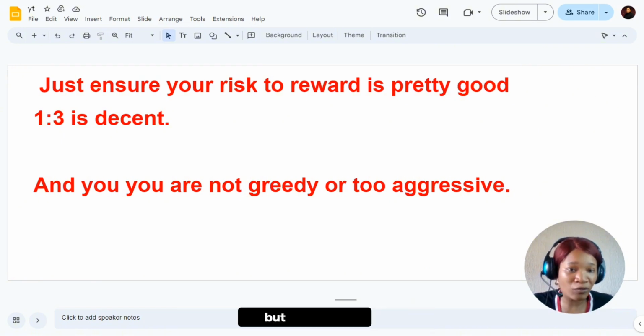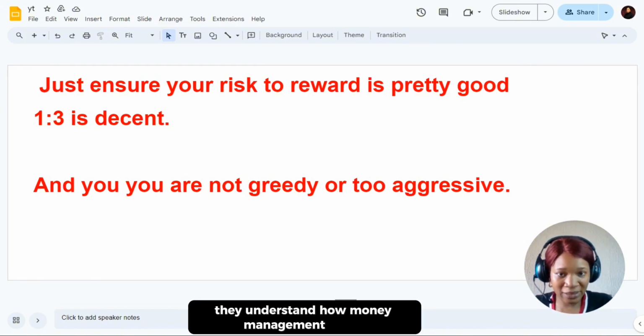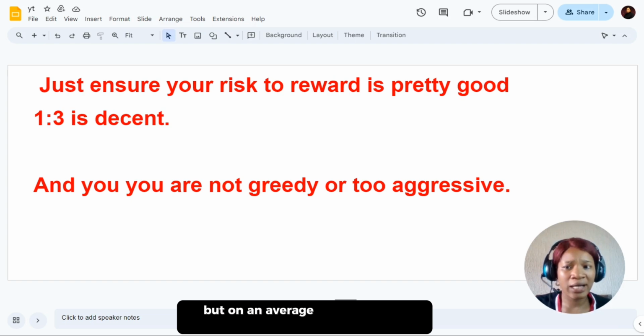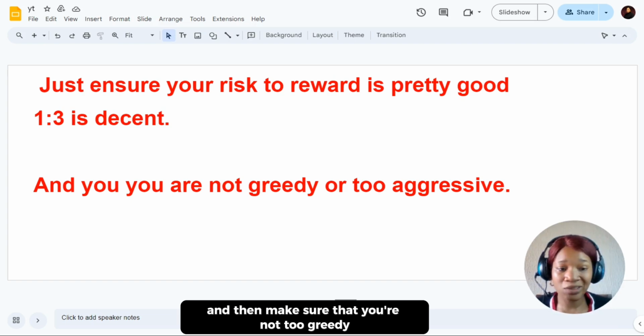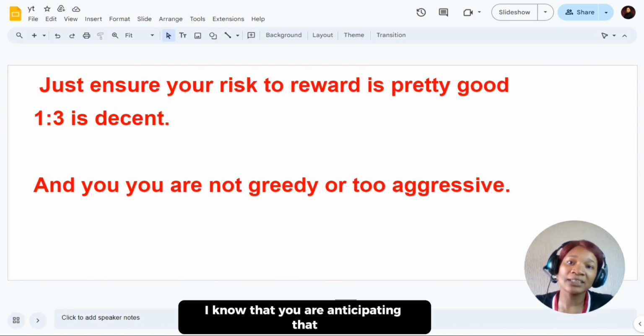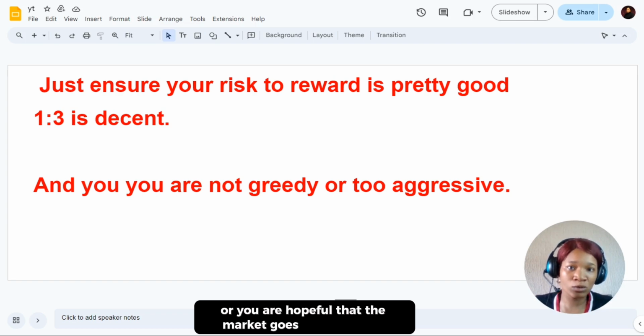Some people even do 1 to 3, but of course they understand how money management works, so it works for them. But on an average, I think 1 to 3 is pretty decent. And then make sure that you're not too greedy or too aggressive. If not, you blow your account. Of course, I know that you are anticipating that, or you are hopeful that the market goes in your favor.